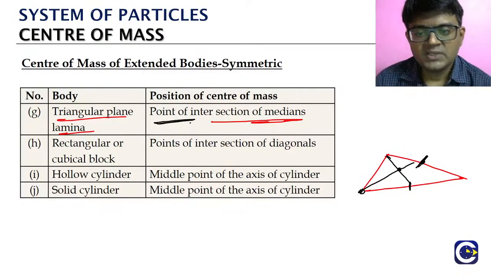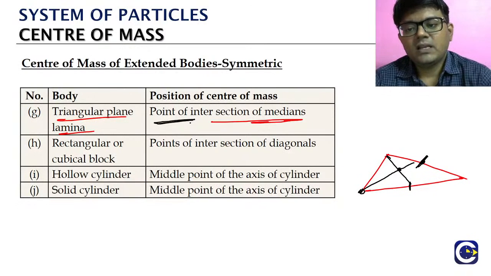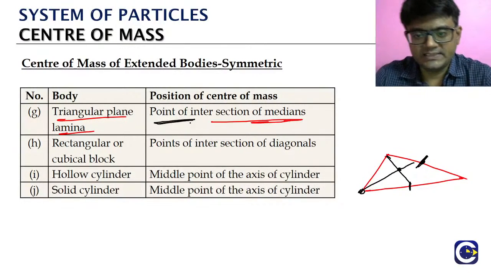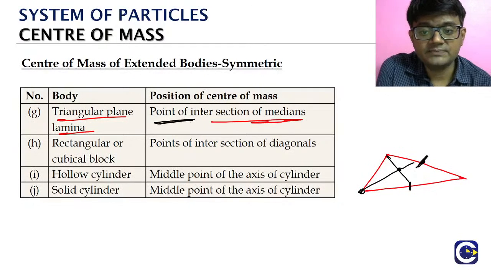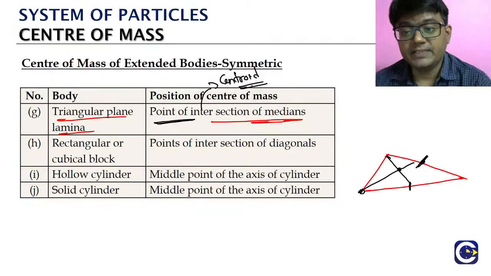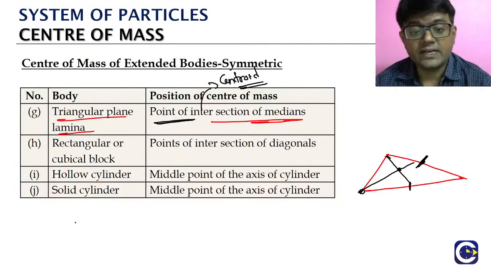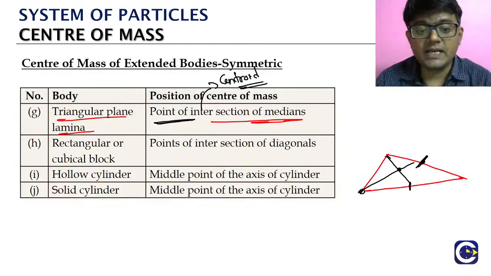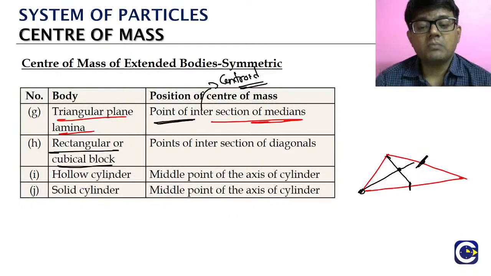Okay? So what is this point of intersection of medians going to be called? Again, what is the name we have for this? Centroid, right. For a triangle, the point of intersection of medians is the centroid. Okay? Next, look, rectangular or cubical block.